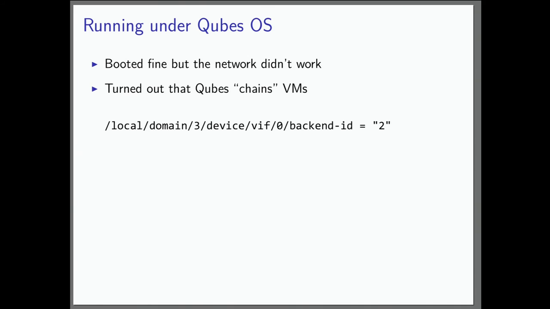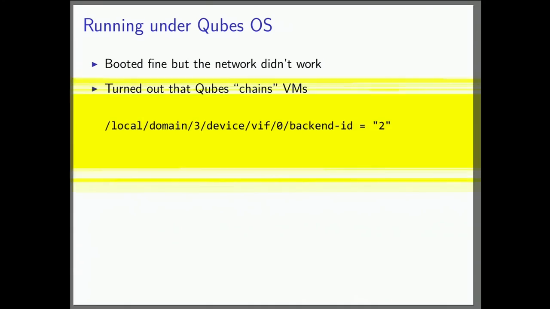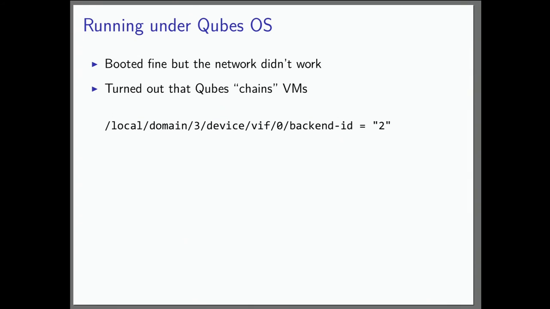We could boot in that instead of a firewall VM. I think he tried the firewall VM. We could boot there, but the network didn't work. When I looked at some debugging output, it became clear that the networking interface was connected not to domain 0 but to domain, for instance, 2.